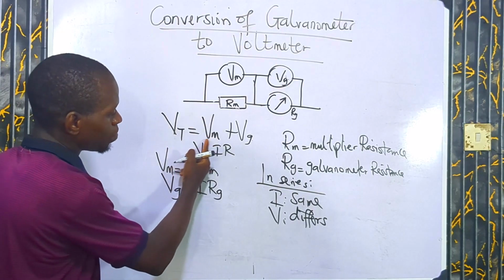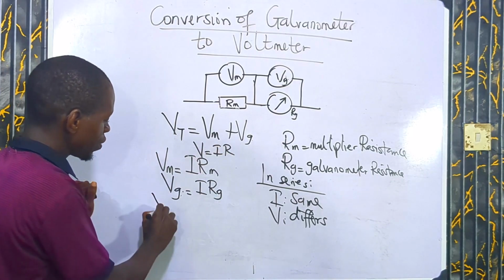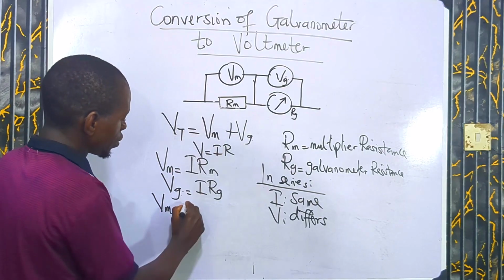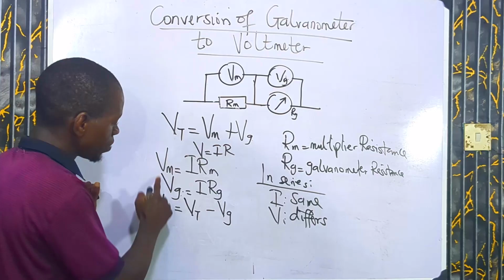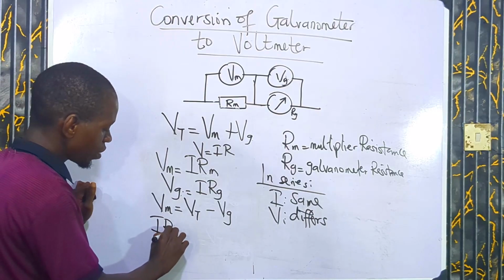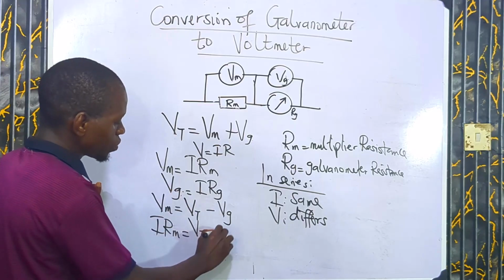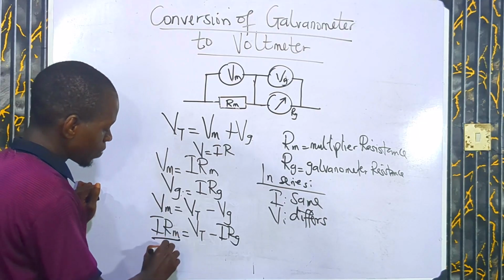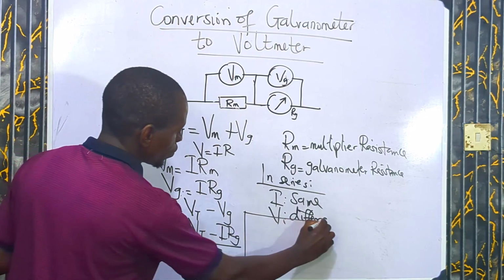I'm going to make Vm the subject since we are looking for that of the multiplier. If I make Vm the subject here, Vm equals V total minus Vg. Vm is equal to I Rm, so I Rm equals my V total minus Vg, and my Vg is equal to I Rg. Since I'm looking for my Rm, I'll divide both sides by I. You cancel this and you cancel this. What do I have finally?